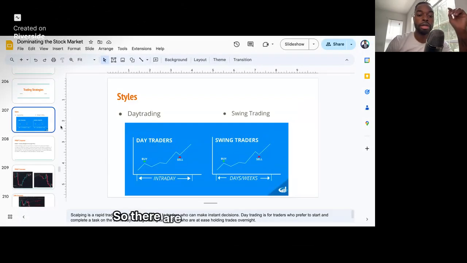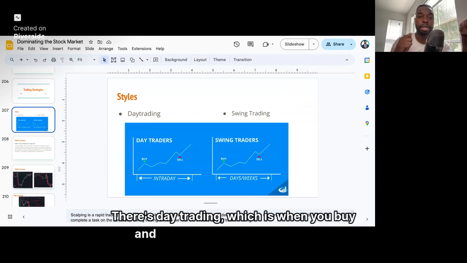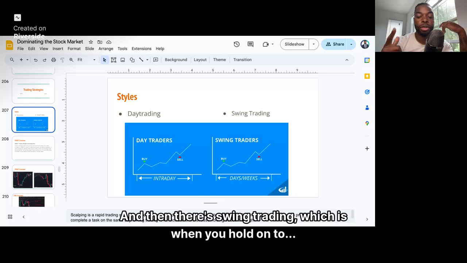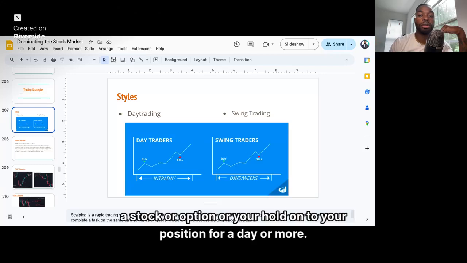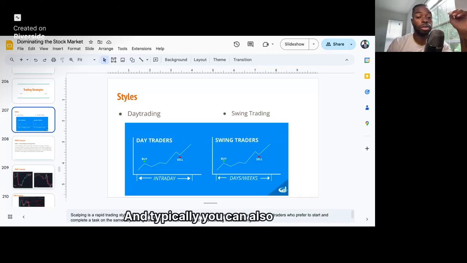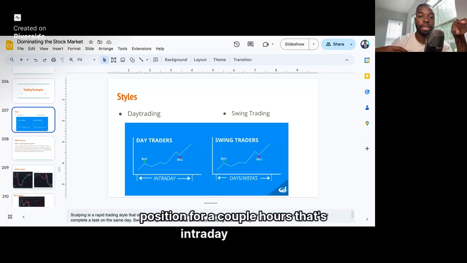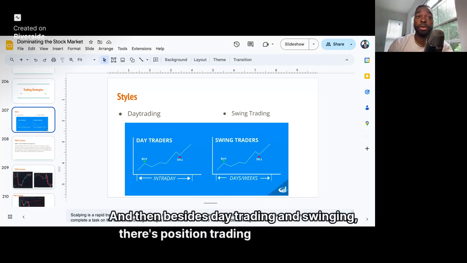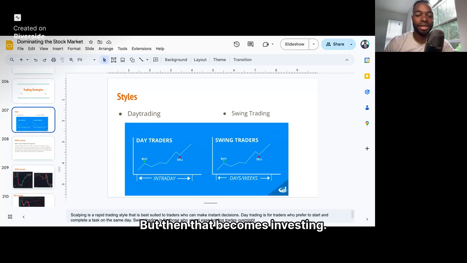So, there are pretty much two main ways to trade. There's day trading, which is when you buy and sell a security in the same day, and then there's swing trading, which is when you hold on to a stock or option, or your position, for a day or more. You can also swing trade throughout the day, where you hold a position for a couple hours. That's intraday swinging. And then, besides day trading and swinging, there's position trading, where you might hold a position for months at a time or even years. But then that becomes investing.